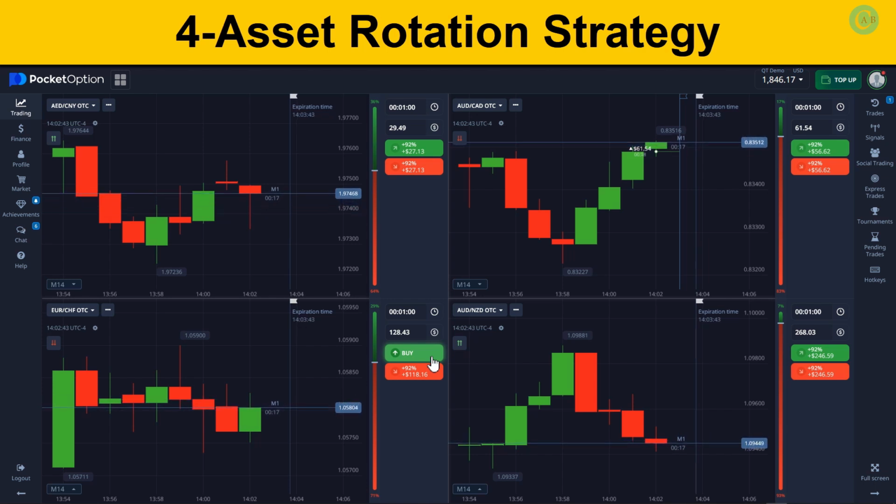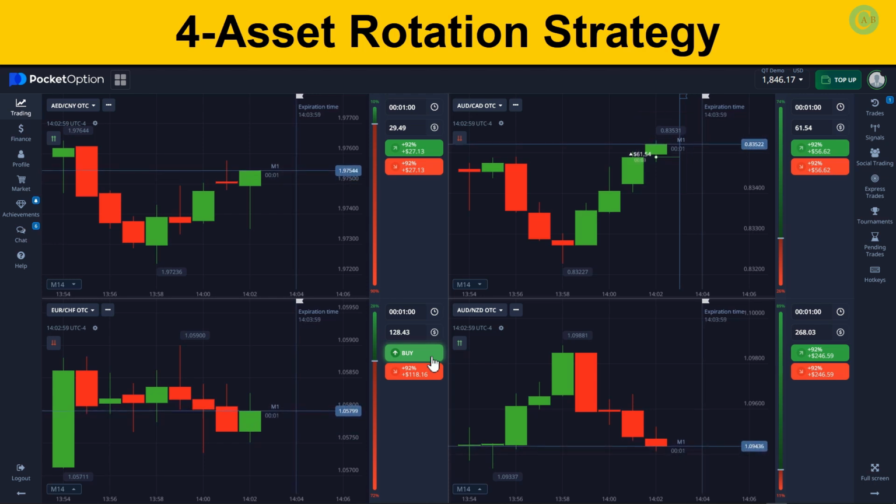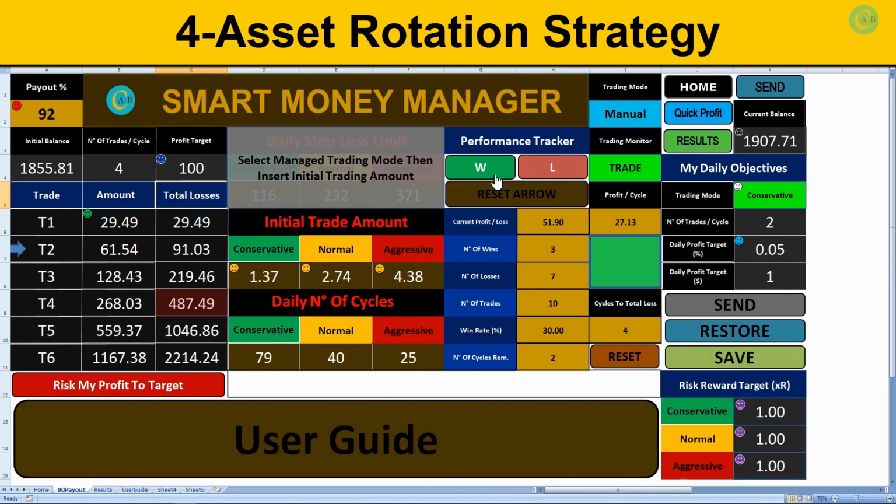Otherwise, I have to be prepared to follow up with the third trade on the third chart with another buy option. About 10 seconds to the candle closing time. So far, it is green. Finally, it is a winning trade. Going back to my Smart Money Manager and hit the W button. As you can see, the number of cycles remaining is 0, which means I have reached my profit target.